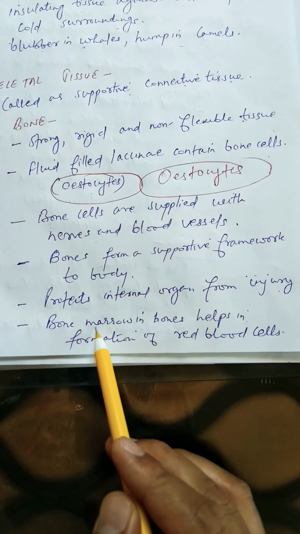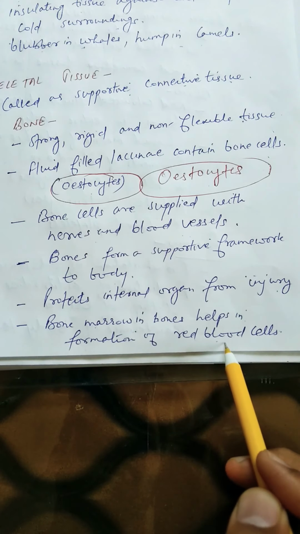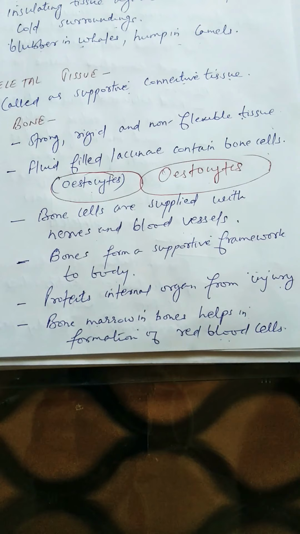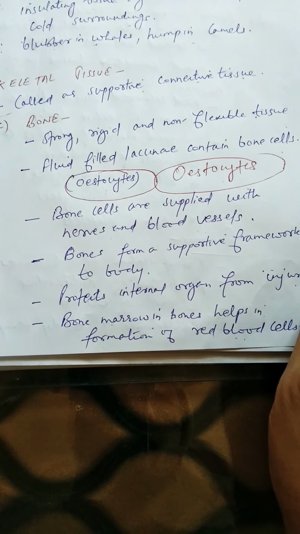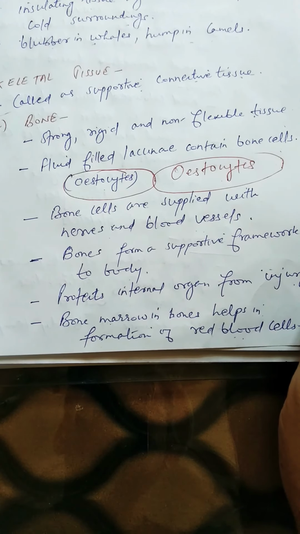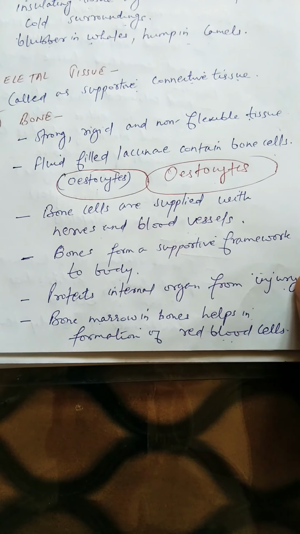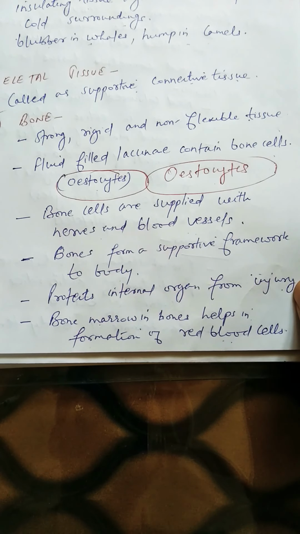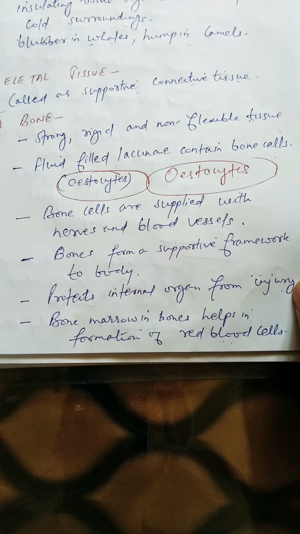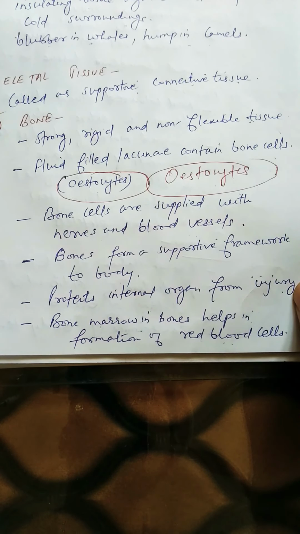Now bone marrow, which is present in bone, helps in formation of red blood cells as well as white blood cells. So you all know why red blood cells and white blood cells are important components. Red blood cells contain a pigment which is hemoglobin, and it helps in transportation of oxygen. This hemoglobin also provides red color to blood. And white blood cells protect our body from infections.